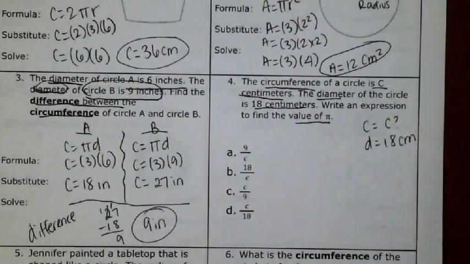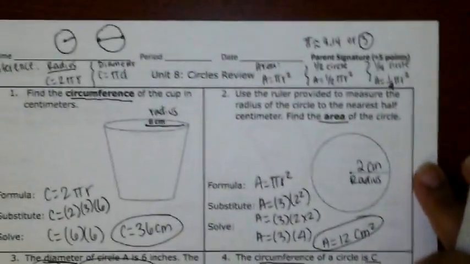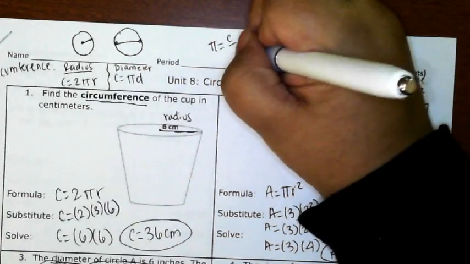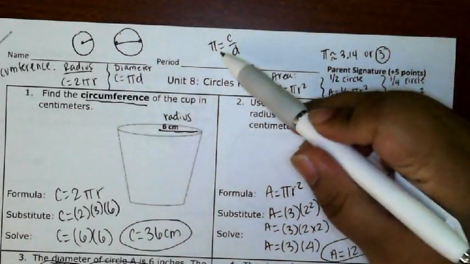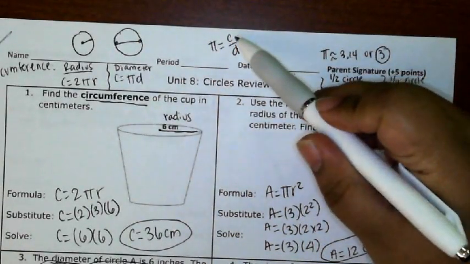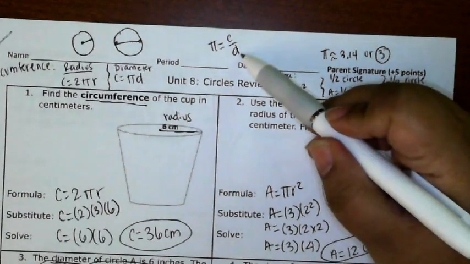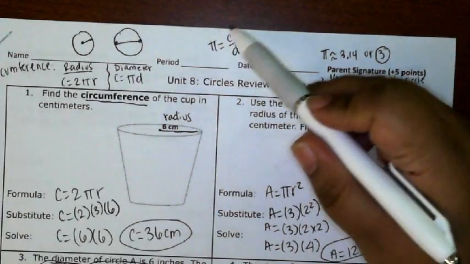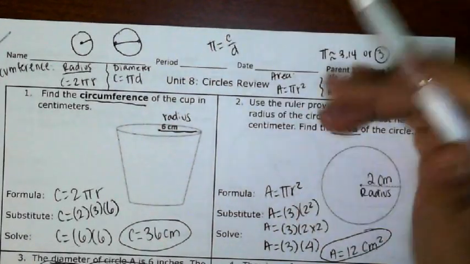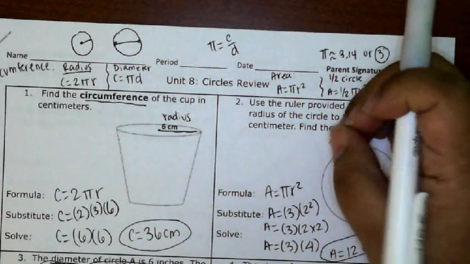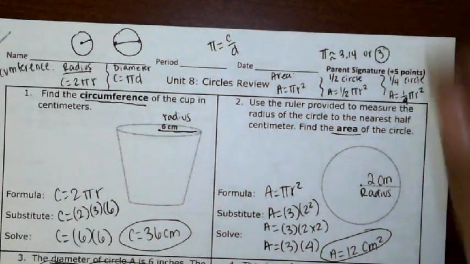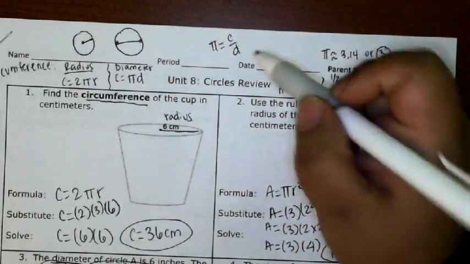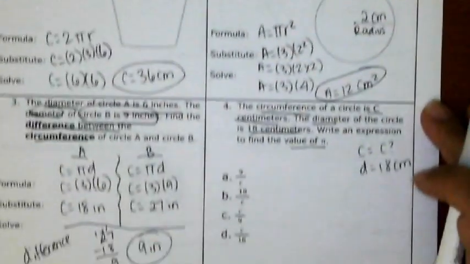Let's go back up to the top. I want you to write pi is equal to circumference divided by diameter. This is the expression of pi. If you take the circumference and divide it by the diameter of that circle, you are going to get pi. It doesn't matter what circle you have, how big the circle is, or the circumference or the diameter. If you divide circumference by diameter, you will get pi.